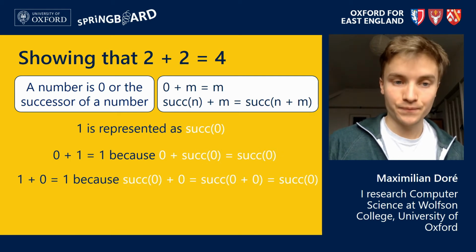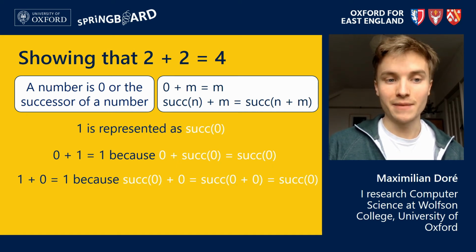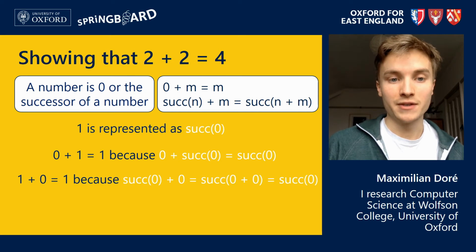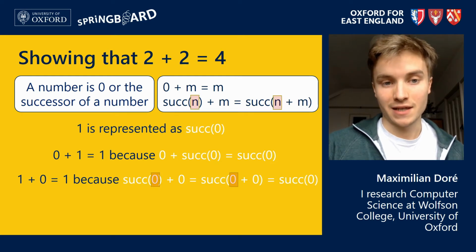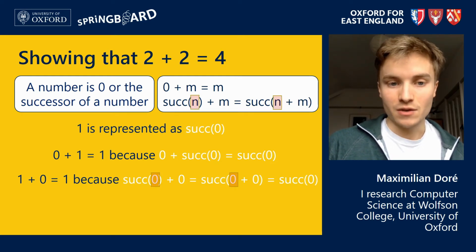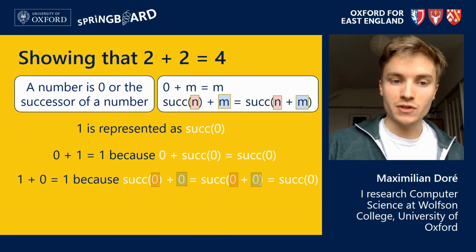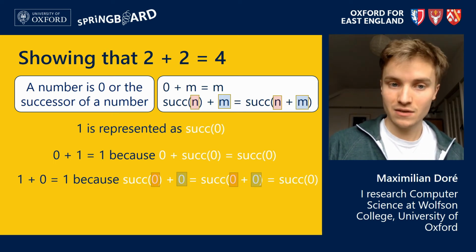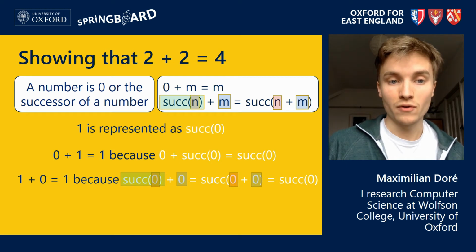To calculate the other kind of equality that we can have with 1 plus 0, so note that the order really matters here, we have to employ the second rule, because now the first number we put in is not 0, but the successor of something, namely the successor of 0. So our n is 0 in this case, and m, the second number we put in, is also 0. And this rule now works as follows. On the left-hand side, we have the successor of some number plus some other number is equal to the successor of both of these numbers combined. So we shift the scope of the successor symbol here from left to right. On the left-hand side, it's only around n, and on the right-hand side, it's around n plus m.